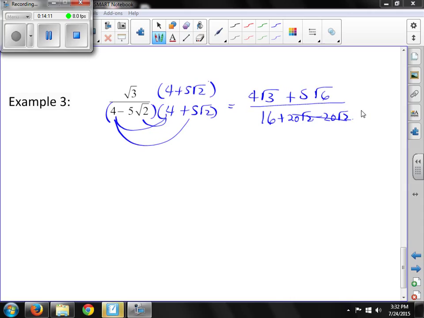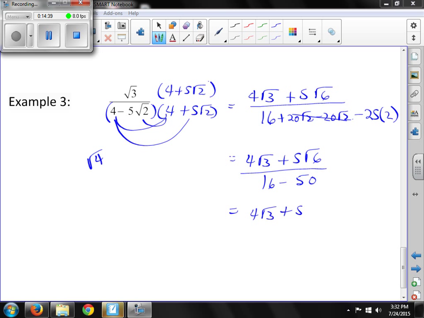And the last, a negative times a positive, would be a negative. 5 times 5 is 25. And the square root of 2 times the square root of 2 is the square root of 4, which turns back into a 2. So I have 4 square roots of 3 plus 5 square roots of 6 over 16 minus 50. Or I have 4 square roots of 3 plus 5 square roots of 6 over negative 34. My math lab will allow you to leave a negative in the denominator.